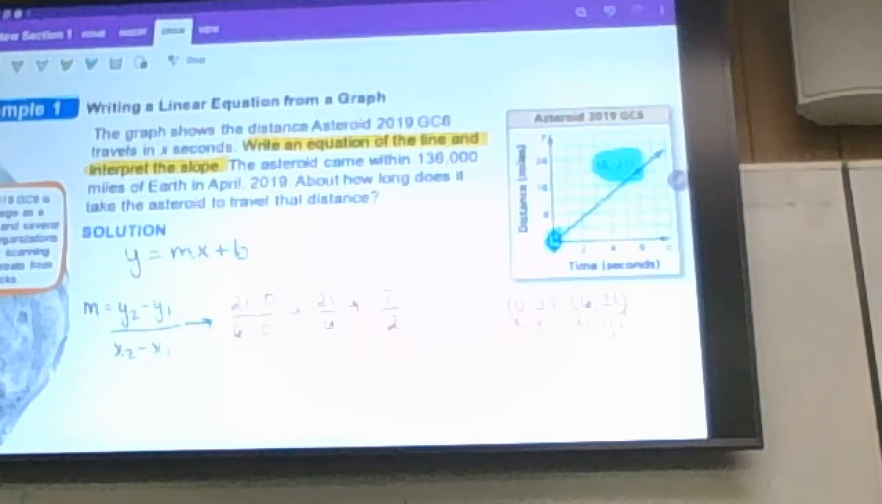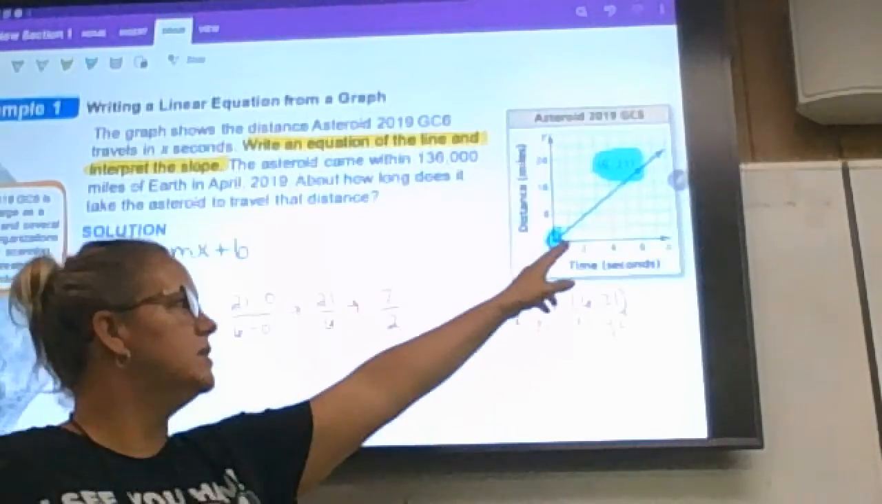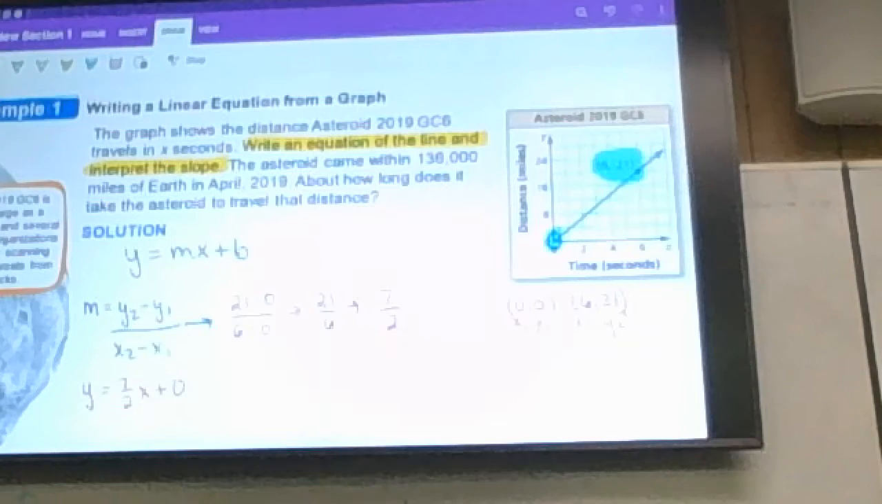We can reduce your fraction. 7 over 2. They both divide by 3, right? So I'm at y equals 7 over 2 x plus 0. Since the y-intercept b is 0, I don't like to put plus 0, so I'm just going to put y equals 7 over 2x, or distance as a function of time is 7/2 t.